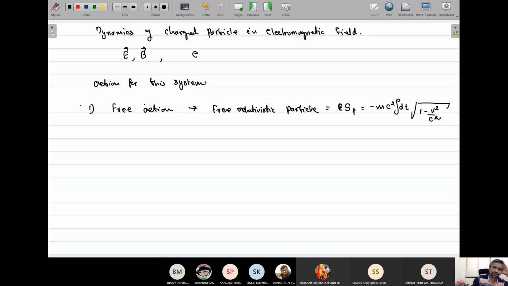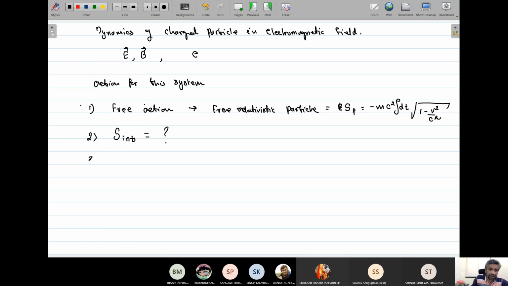But apart from this, since there is an electromagnetic field, and we know it interacts with charge, I will have some S_interaction, the action for the interacting part. And that I don't know yet. We have to construct this. So our aim is to find S_interaction such that this action is Lorentz invariant, and obviously dimensionally correct.